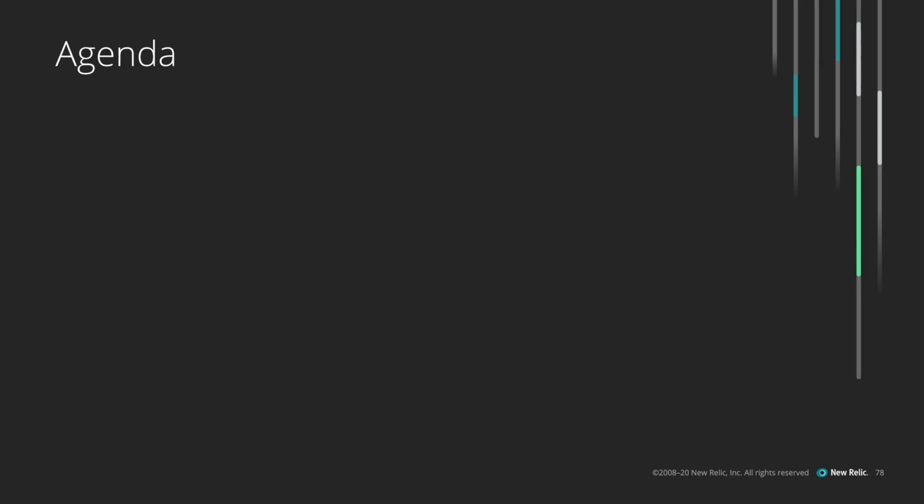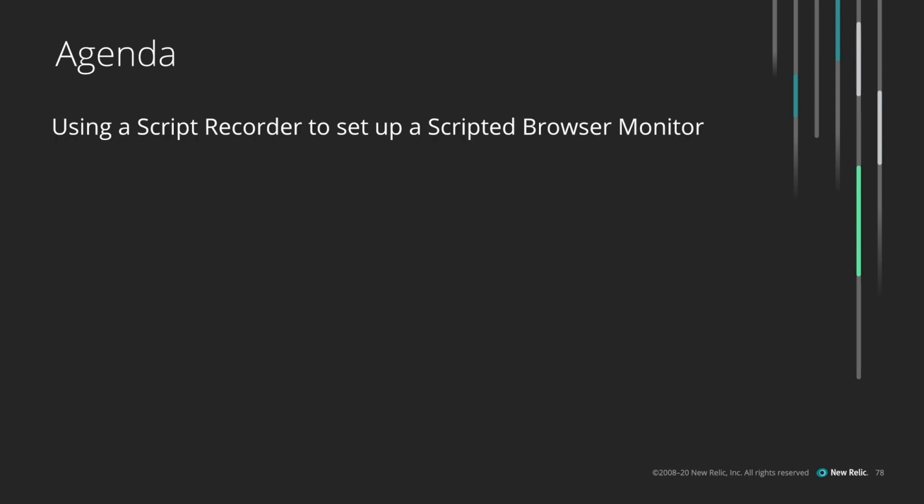In this video, we'll go beyond availability monitoring and discover how to use the New Relic platform to verify your site is working as expected. We'll explore setting up a New Relic scripted browser monitor to verify your critical execution paths are operational.